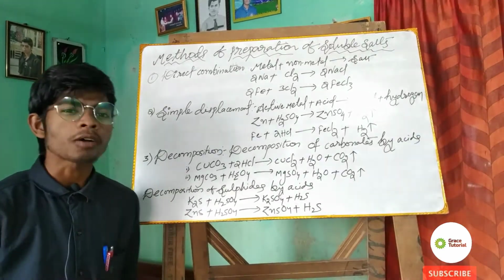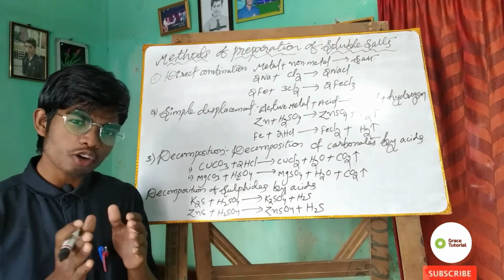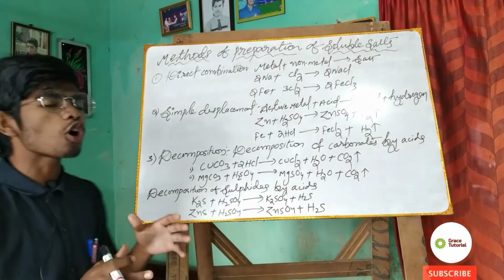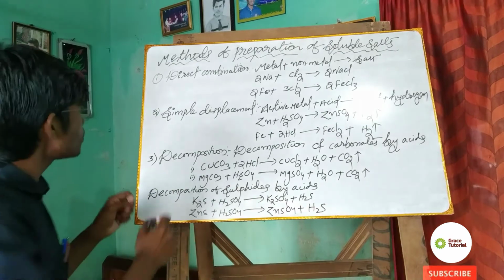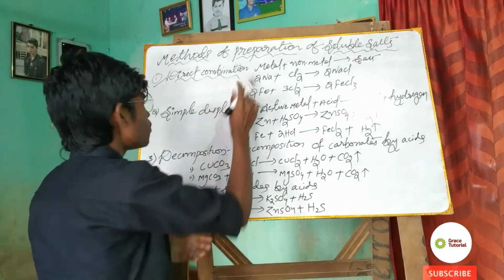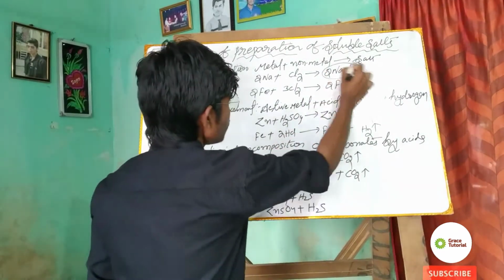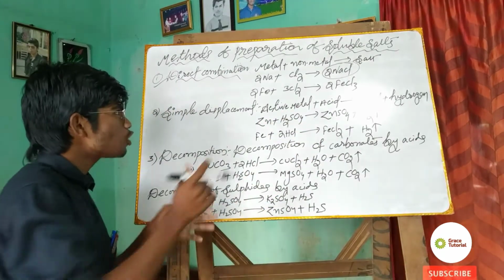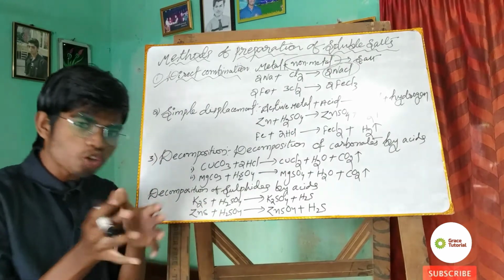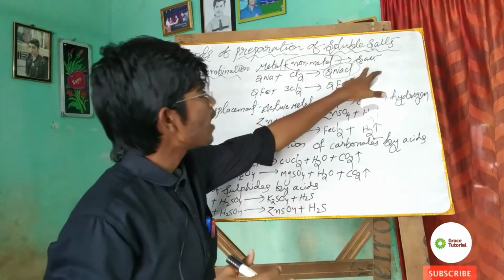In this video lecture, we will be discussing the various methods of the preparation of salts. First up, let me tell you the methods of preparation of the soluble salts. We have the first method, that is the direct combination. By this direct combination method, how is a salt formed? The salt is formed by the combination of a metal and a non-metal. That means the metal and the non-metal react together to give the salt.